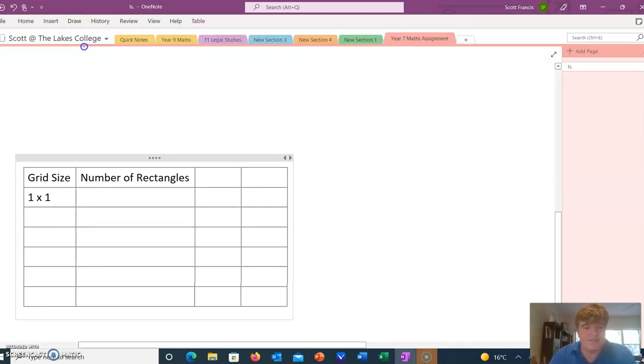Let's start with just a 1 by 1 grid. It's effectively just a dot, and there's no way you can draw a line out of the dot. So the number of rectangles in a 1 by 1 grid is going to be 0. Let's take it a little bit further. Let's think about a 2 by 2 grid.